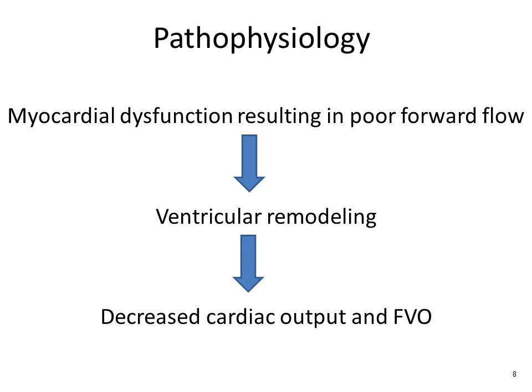Let me go back to your slide. Myocardial dysfunction resulting in poor forward flow. The ventricular remodeling is the stretch, the dilation, and the hypertrophy. And those things lead to a decreased cardiac output. And if it's on the right side of the heart, it leads to fluid volume overload. Now let's talk about the compensatory mechanisms.